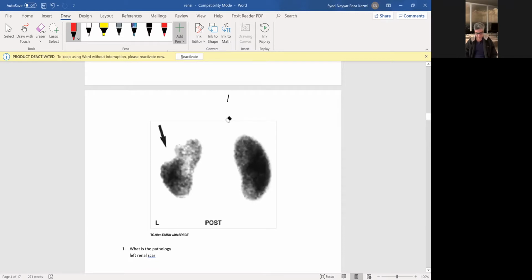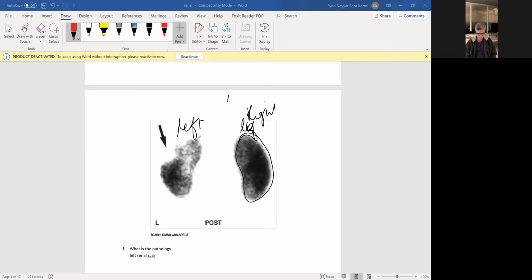Okay, and this is what we call a technetium DMSA scan, okay. And here you can see this is the left here. Let me draw it for you. Sorry, you're seeing it from behind, okay. So this is the left one, and this one is the right kidney, because in a DMSA scan the images are taken from the back side, so when you are looking at it from the front, your left side is actually the patient's left side as well, and your right side is the patient's right side as well.